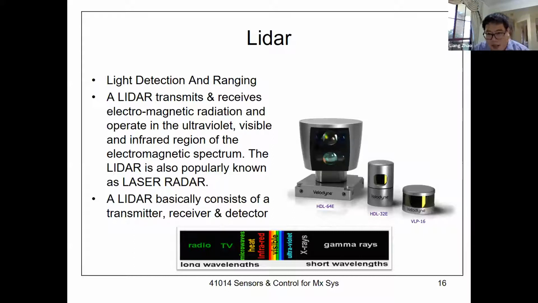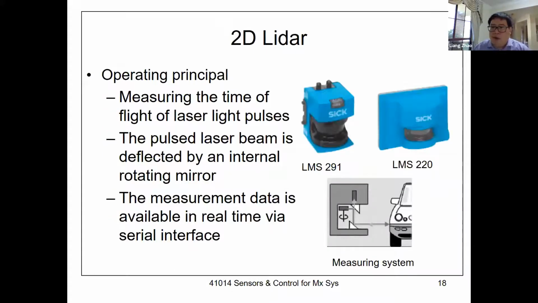All right, so they use light instead of sound to detect the distance. The principle is similar. They generate a light and receive the reflection of the light and calculate the time difference, right? And they use the time of flight together with the speed of the light to calculate the distance.